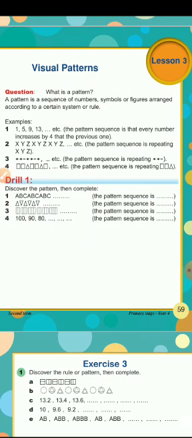The last session in unit 2. Okay, I think we have studied it before. Yeah, I remembered we studied it in grade 3. Anyway, what is a pattern?